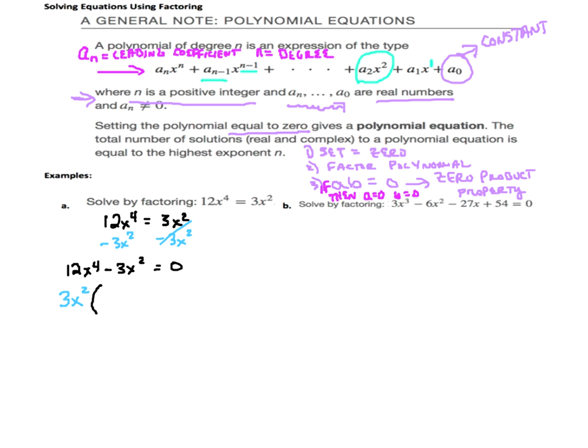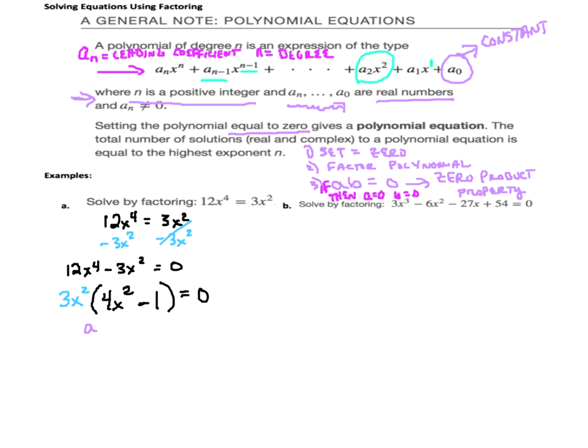It's reverse distribution is what it is. So now I'm asking myself, what would I have to multiply 3x squared by to make 12x to the 4th? Well, that's 4x squared. And what is negative 3x squared divided by positive 3x squared? Well, a negative divided by a positive is a negative, and that's just 1, because anything divided by itself is 1. So now I've got my polynomial factored, and I've got it equaling 0.